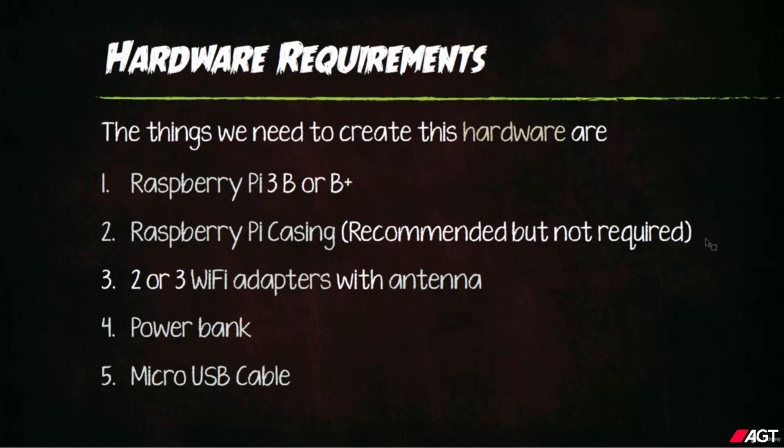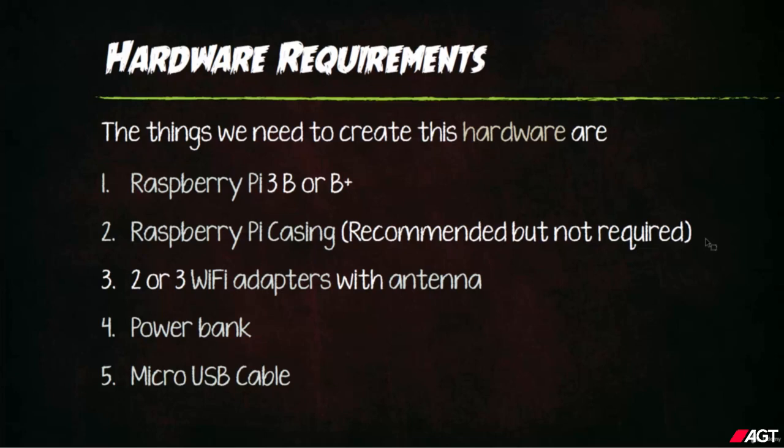So don't worry about it. I'm going to explain each and everything about Raspberry Pi. So we need Raspberry Pi 3B or 3B plus. We need a casing for Raspberry Pi. It's not required, but it's recommended. The other things we need are 2 or 3 Wi-Fi adapters with antennas, then a power bank and a micro USB cable. So these are the required things. I'm going to show you these things in the next video as well.